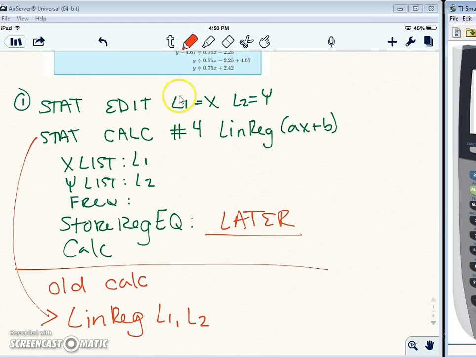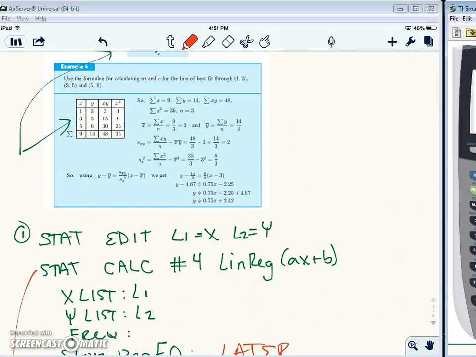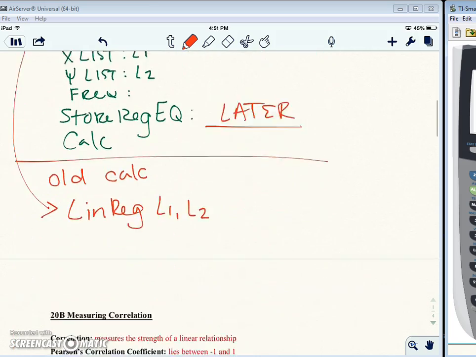Okay, I went ahead and wrote those directions down for you, so you can pause and write them down. Also, if you have an old calculator, at this point it won't give you this nice prompting. Instead, it'll come up and say linear regression, and you'll do L1 for your X's and L2 for your Y's. So again, 100 times easier than what we did with the table. You will only need to use the table if you're going to do this in your IA.